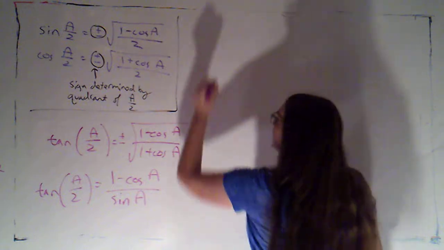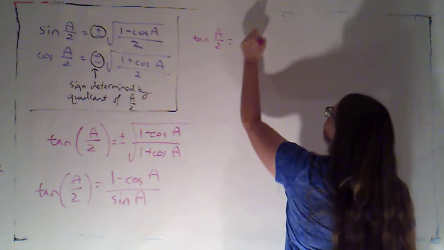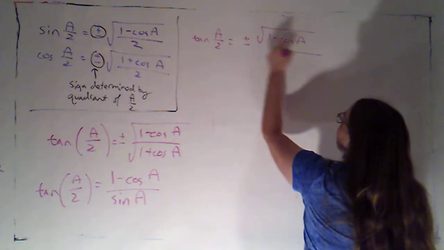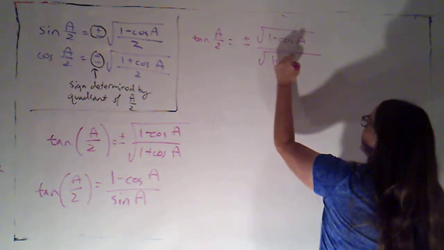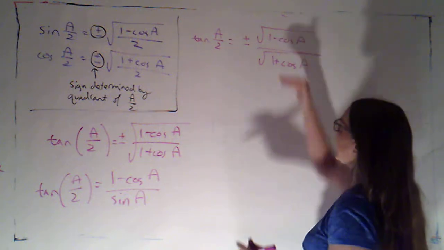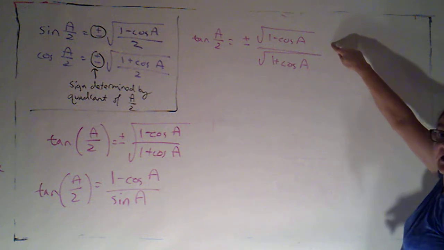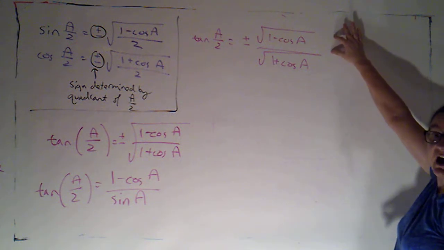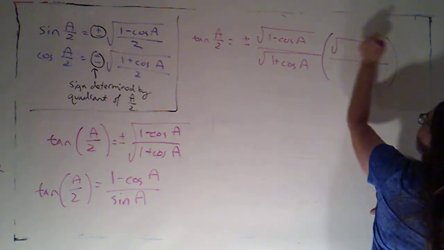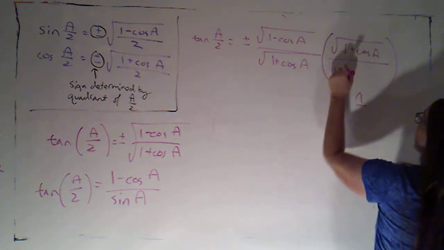So I said there was a third version of this. And so I'm going to start once again with this, that tangent of A over 2 is plus or minus the square root of 1 minus cosine A over the square root of 1 plus cosine A. That's just this formula distributing the square root over the top and the bottom. Now what we did last time is we multiplied by 1 in the form of what we had on the top over itself. This time I'm going to multiply by 1 in the form of the square root of 1 plus cosine A, the root that I have on the bottom over itself.